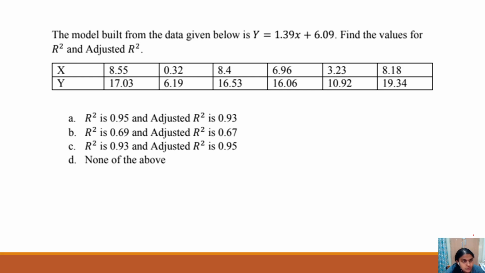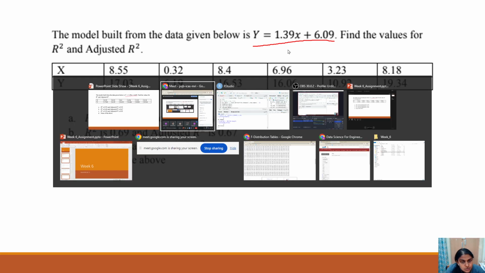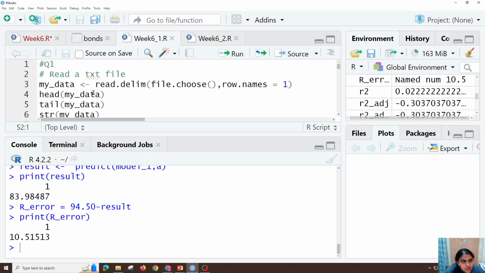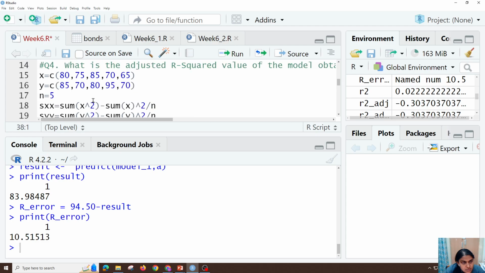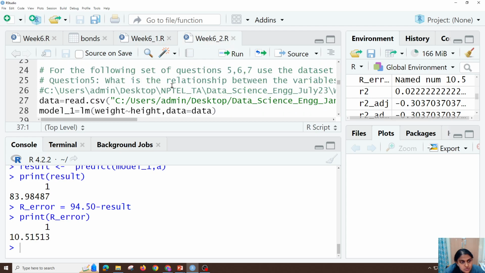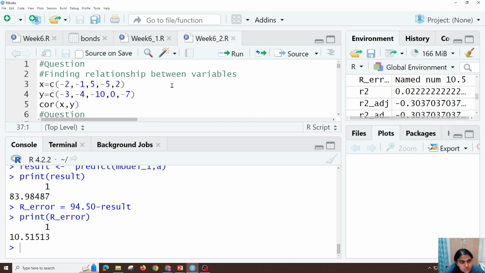Okay, so now we have a set of points. The model built from the data given below is already given: y equals 1.39x plus 6.09. Find the values for R square and adjusted R square. This is the way in which we have already done it. Earlier we had seen a problem, so in the same way we can do the next one. I have written it already.